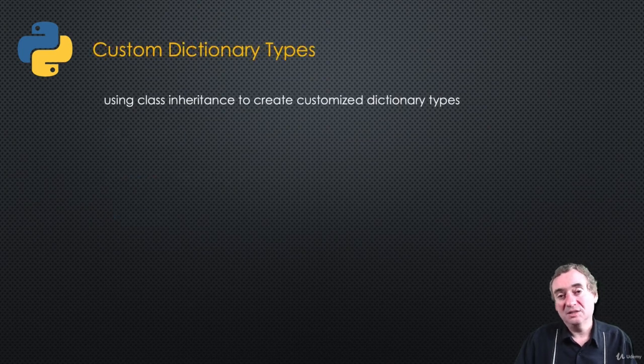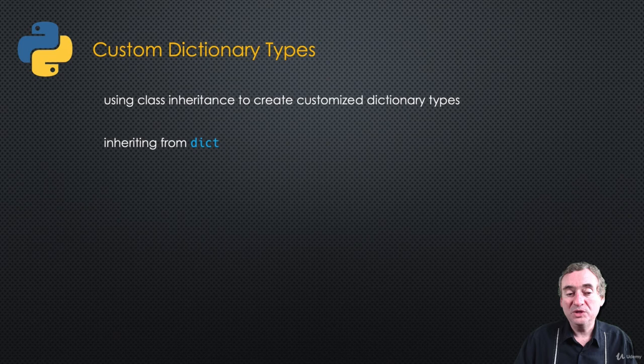Then we'll look at custom dictionary types. Now, I don't mean custom dictionaries in the sense that we have custom keys and values in the dictionary. I'm talking about being able to modify or add on to the functionality of the basic dictionary. For example, we may want to create a dictionary where only certain keys are allowed, or only certain values or types of values are allowed. So we can do that by creating essentially a custom dictionary type.